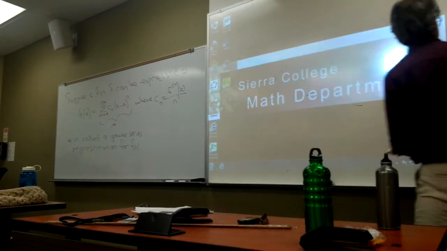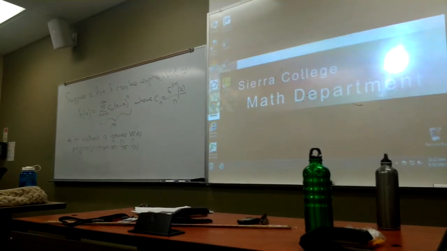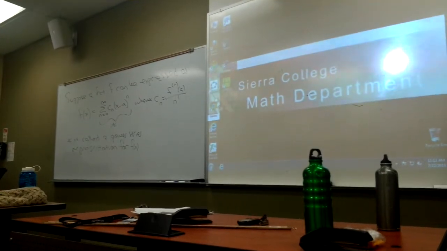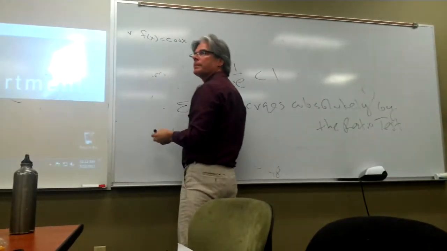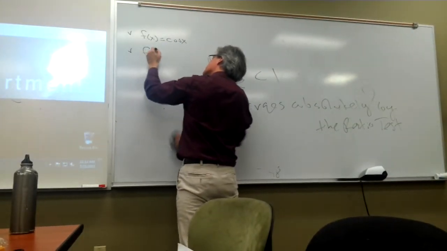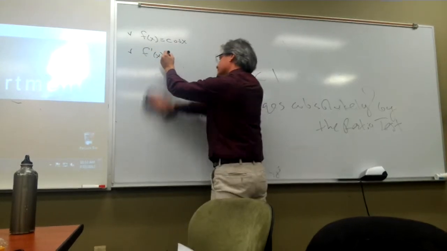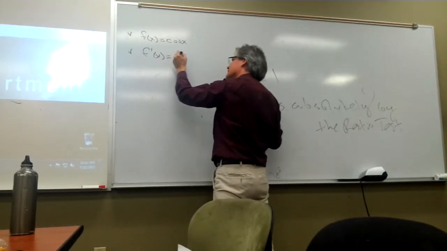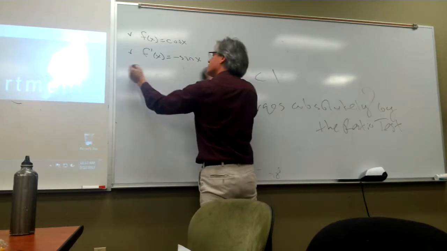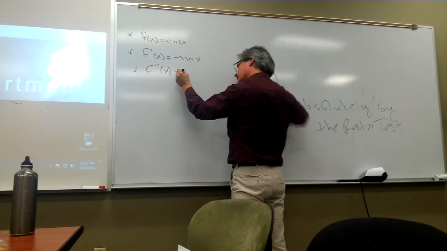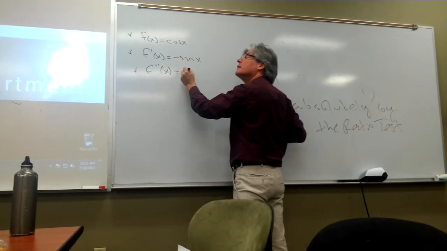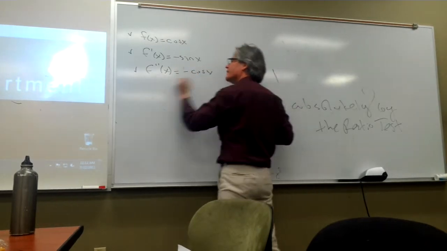Matter of fact, I think I've got some power. You guys, hear me for a minute. Consider this function f. What's this derivative? Oh, you've got this. Negative sign. Say it again. Negative cosine x.